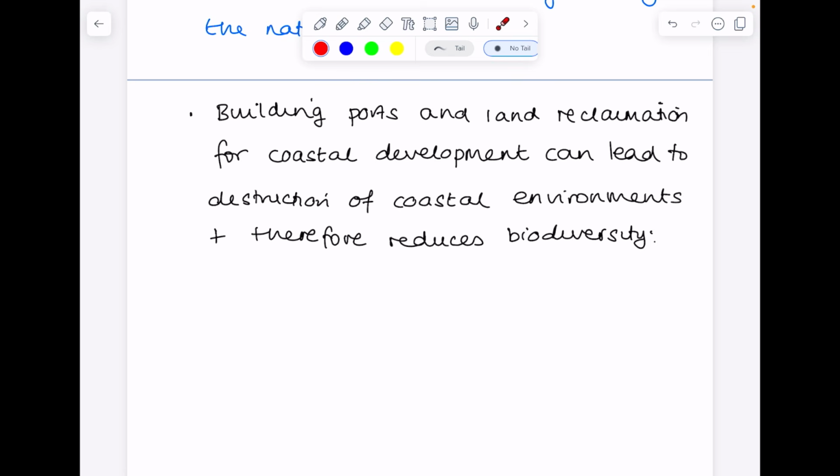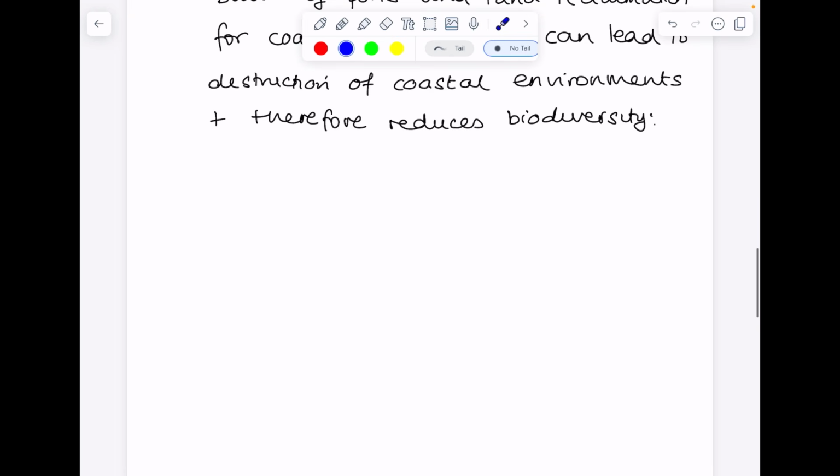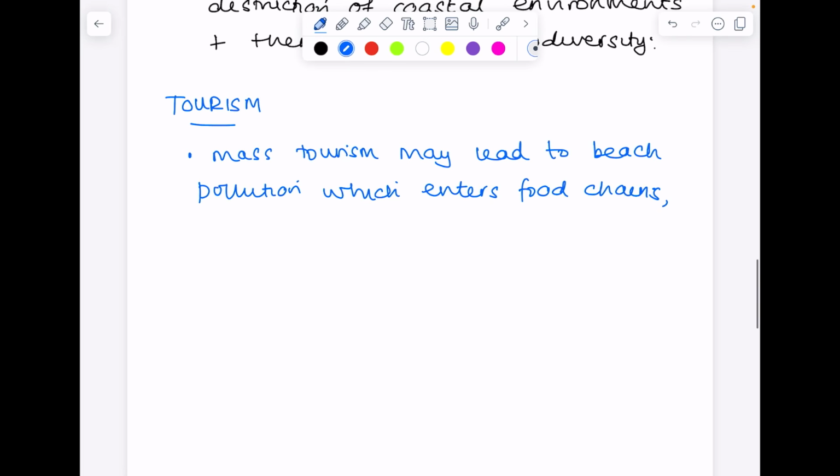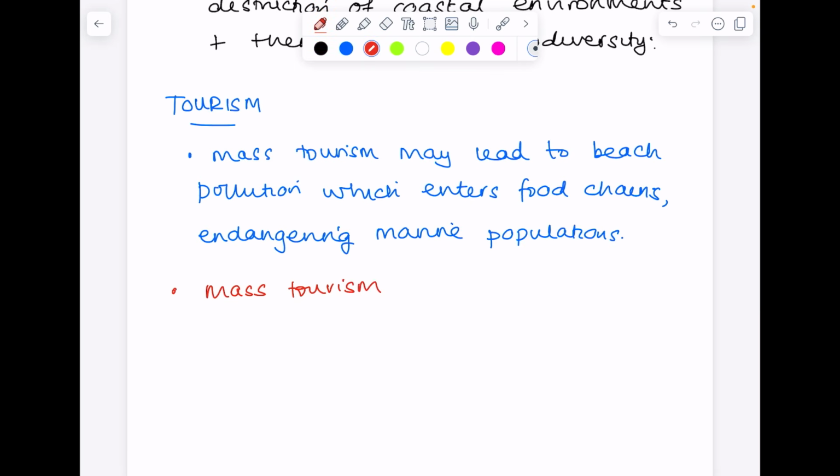Now we're going to move away from industry and consider tourism. So the first thing mass tourism can do is increase the levels of pollution on the beach. And that pollution, those polluting materials can enter the food chain and therefore endanger marine populations. The tourism industry may lead to tourists scaring wildlife, which obviously has a negative impact on the coastal ecosystem.